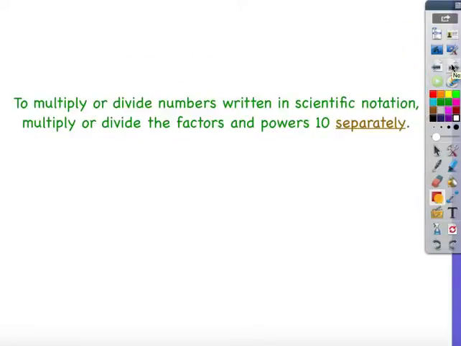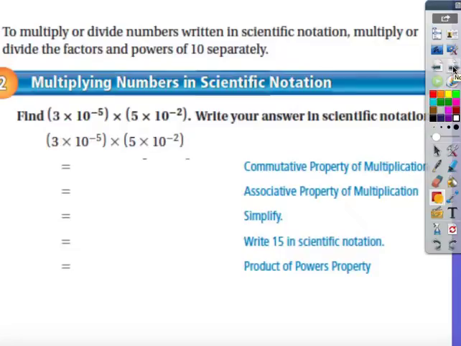Okay, now moving on to multiplying and dividing. To multiply or divide numbers written in scientific notation, we are going to multiply or divide the factors and the powers of 10 separately. Okay, so we're going to have to recall our exponent properties. All right, in our first example, we have 3 times 10 to the negative 5th times 5 times 10 to the negative 2. We want to make sure that we write our answer in scientific notation.